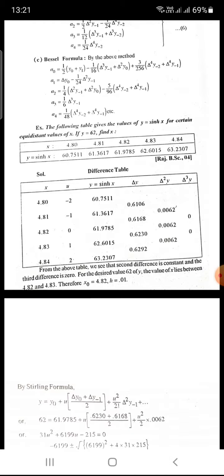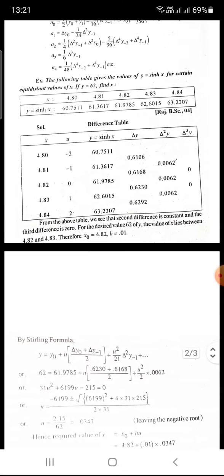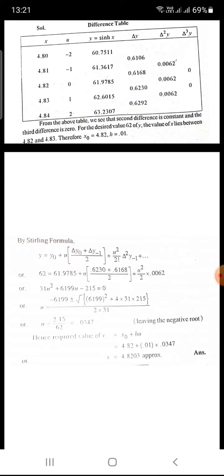So if we calculate delta y, we get 0.6106, 0.6168, 0.6230 and 0.6292. So del 2y will be 0.0062, 0.0062, 0.0062, and del 3y will be 0. So by Stirling formula, y is equal to y0 plus u (delta y0 plus delta y minus 1) upon 2 plus u square delta 2 y minus 1, and so on.